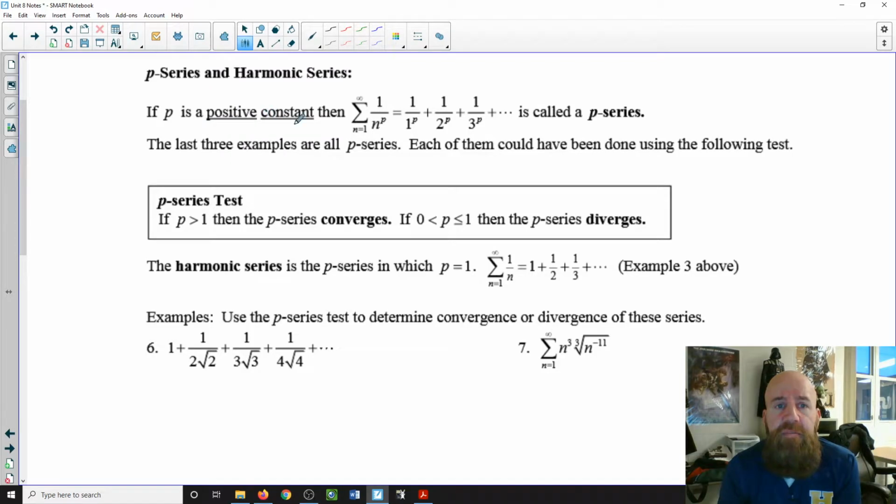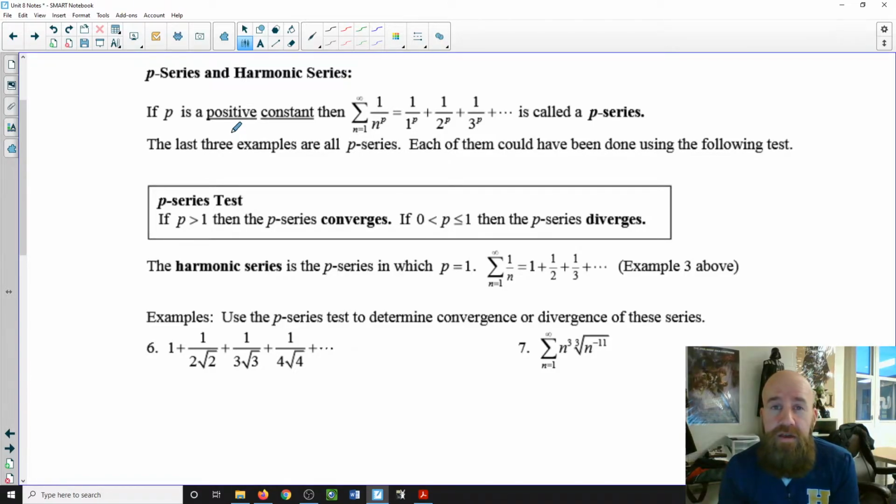So if P is a positive constant, then the series 1 over n to the P, so P is that power of n, is going to equal this. This is called a P-series. So in the second video, the last 3 examples were actually P-series. We could use this new test to determine if it converges or diverges.